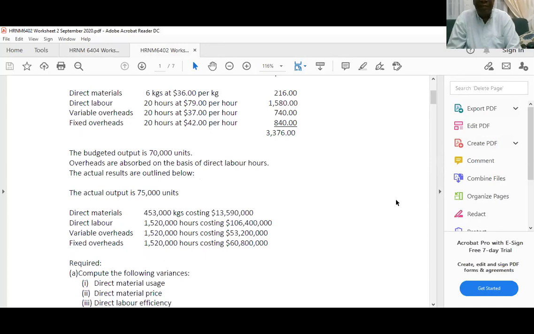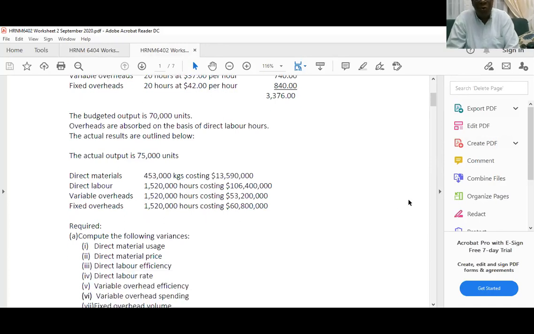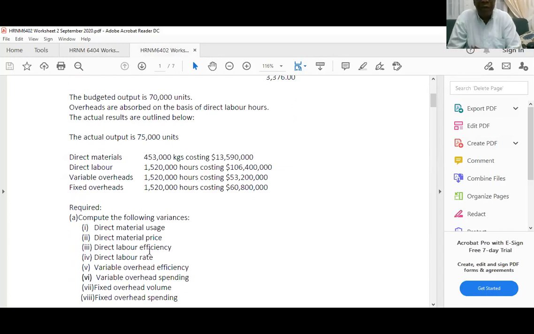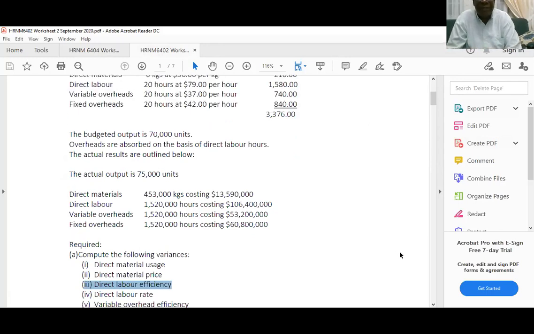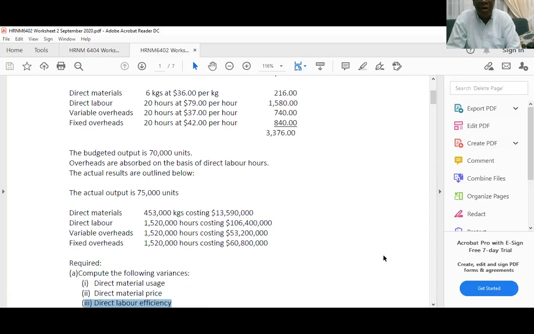Okay, class. Let us now look at the direct labor efficiency variance. The direct labor efficiency variance: how long it takes us to make our output.